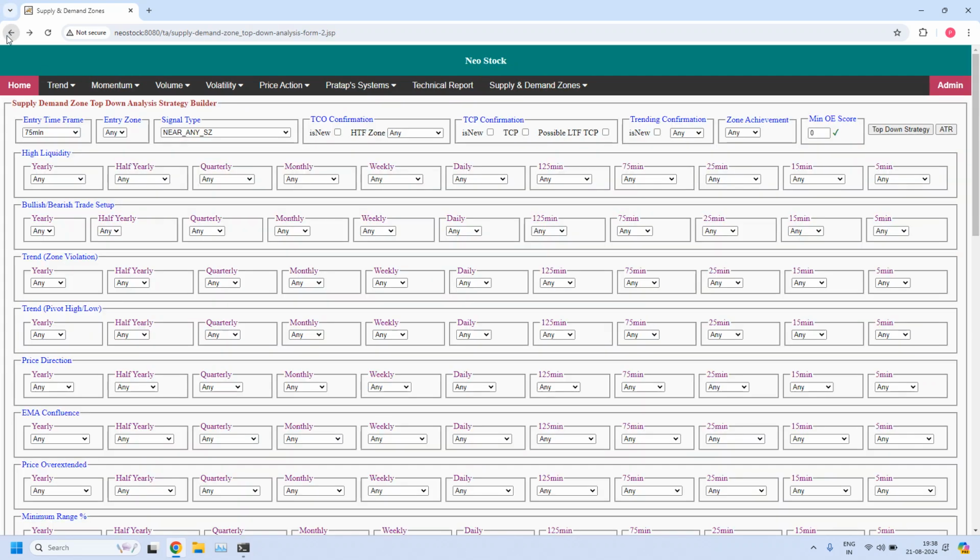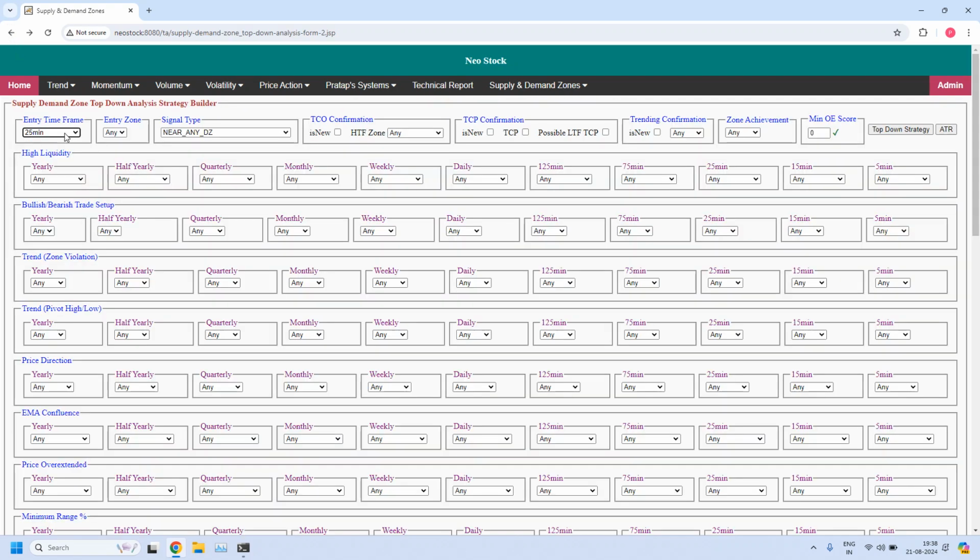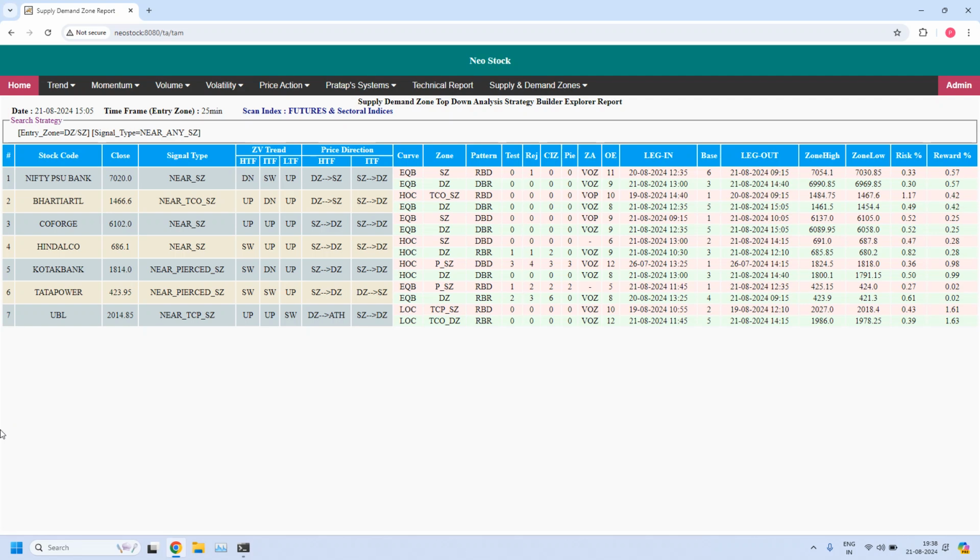So the next time frame is 25 minutes. Let's find the stocks near 25 minutes demand zone. 6 stocks are filtered. Next report, the 25 minutes time frame. Let's find the stocks near 25 minutes supply zone. 7 stocks are filtered.